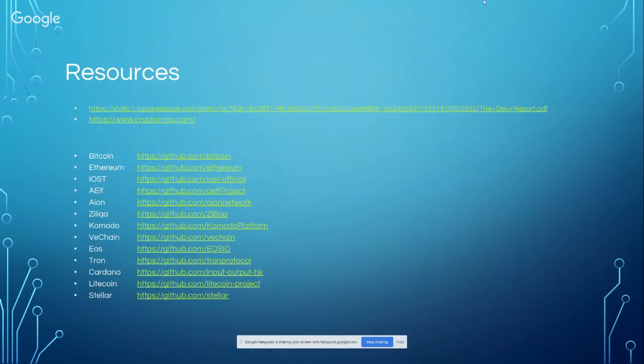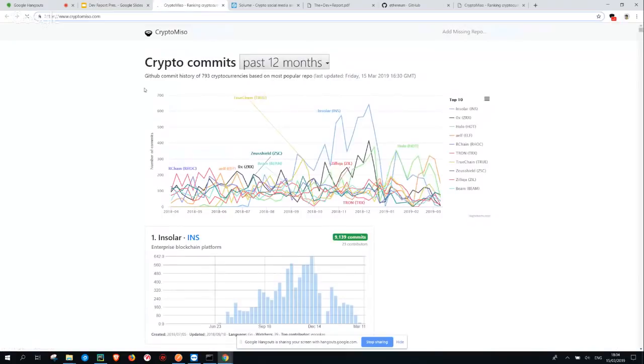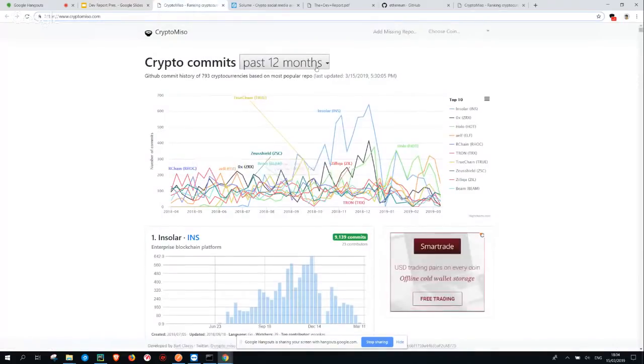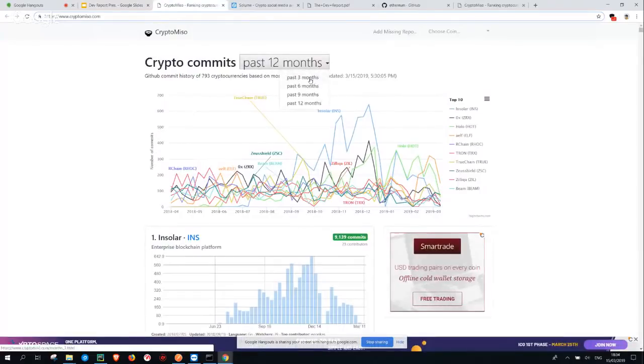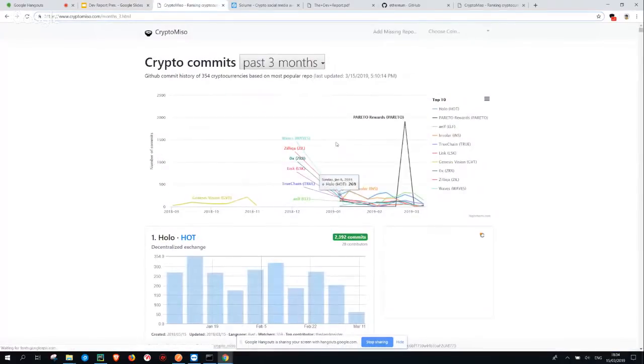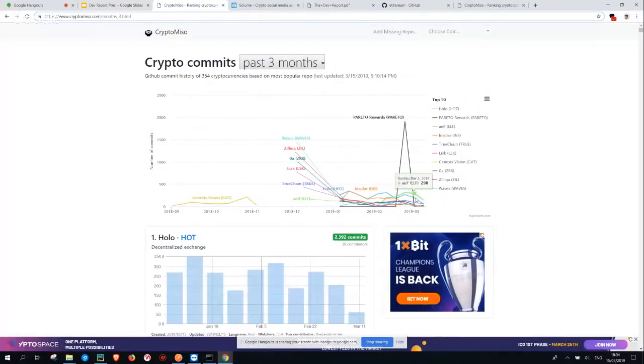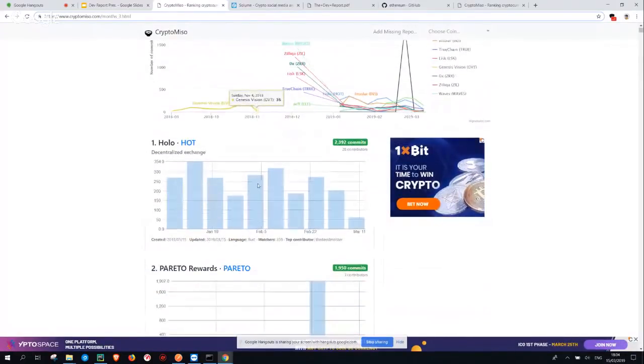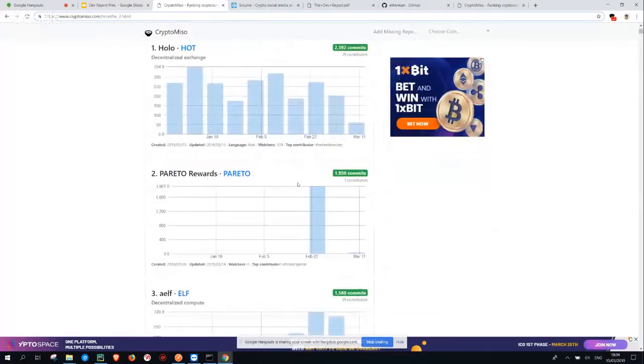So you can find the report we're talking about, where the graphs come from. There's also this website which shows the commits. You can kind of see the number of commits. Not quite sure how reliable this data is. I'm not sure what they're counting.